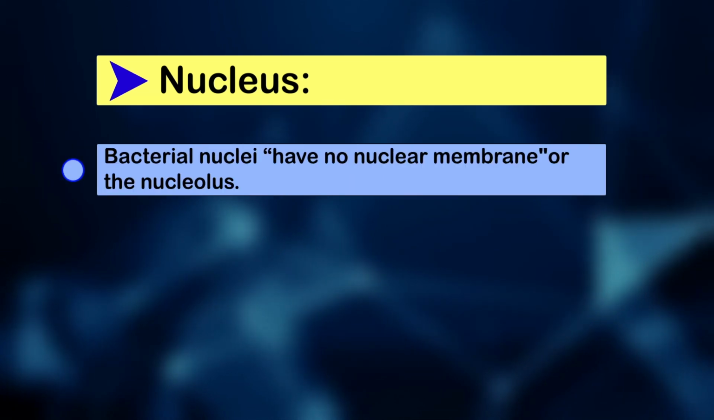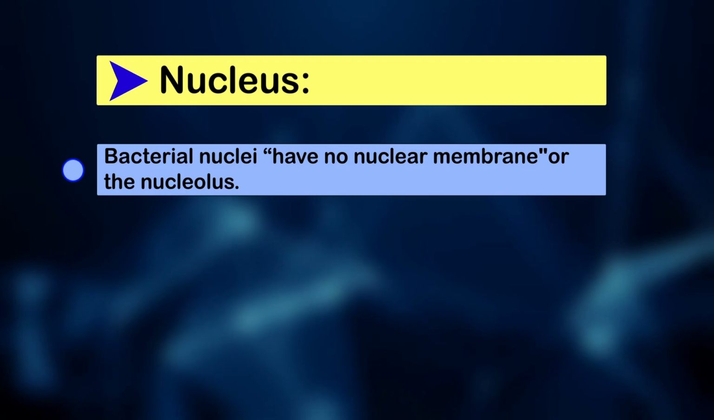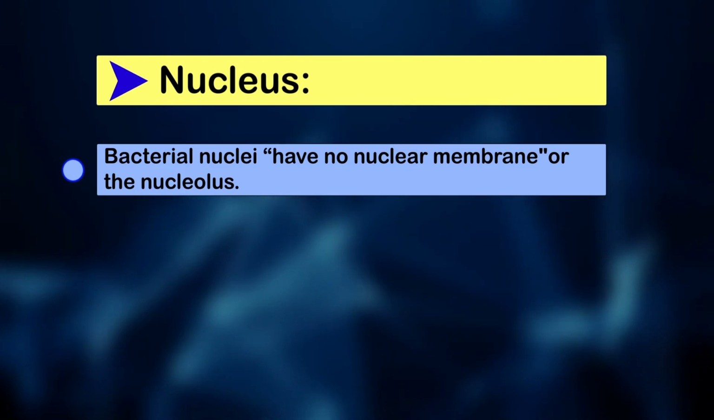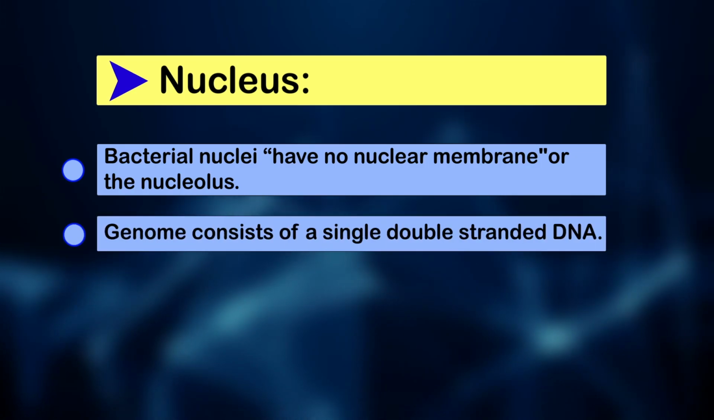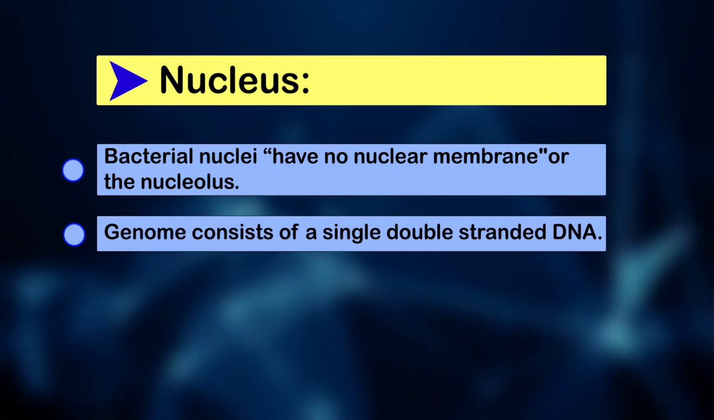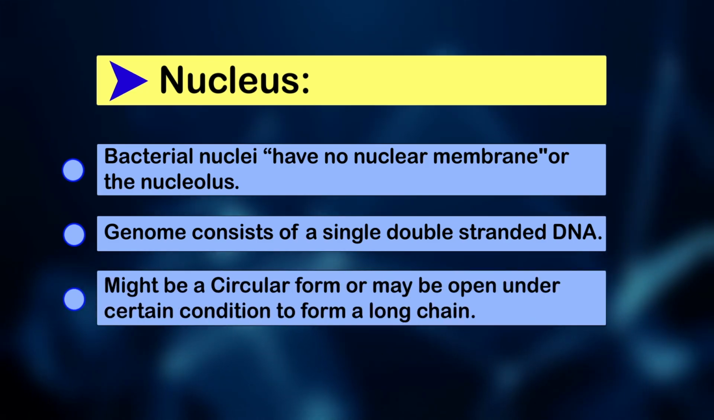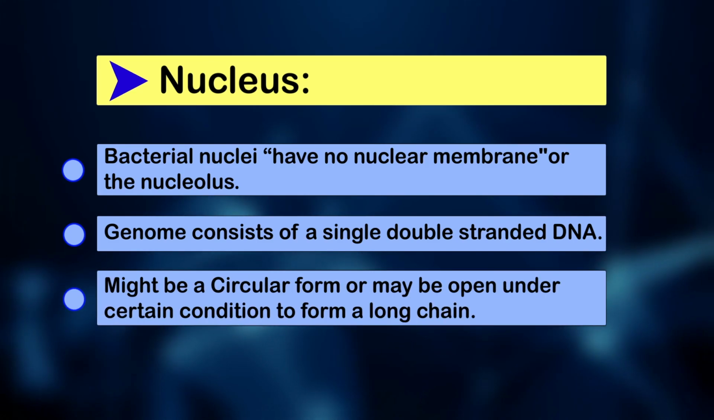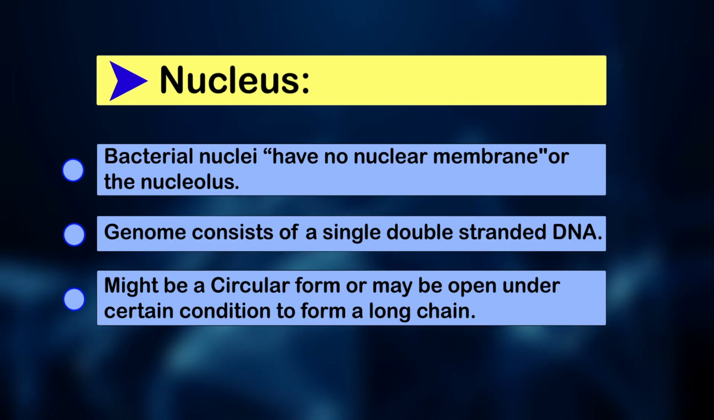Nucleus: bacterial nuclei have no nuclear membrane or nucleolus. So, the region where the DNA is present is called the nucleoid. The genome consists of a single double-stranded DNA. It is in a circular form and may be opened under certain conditions to form a long chain.